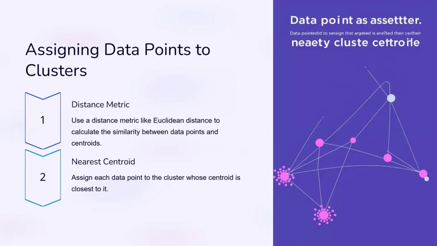Assigning data points to clusters. Distance metric: use a distance metric like Euclidean distance to calculate the similarity between data points and centroids. Nearest centroid: assign each data point to the cluster whose centroid is closest to it.